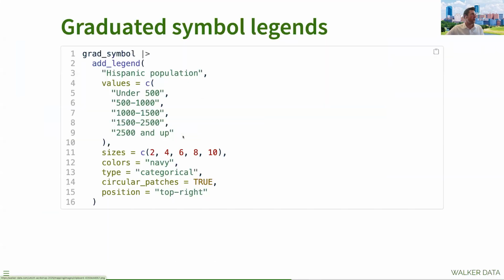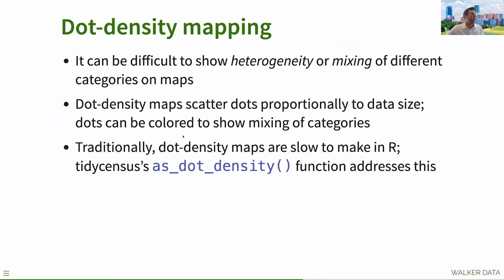I want to show you another map type I quite like, which is called the dot density map. So we've shown choropleth maps, we've shown our graduated symbol maps, but what if we want to actually show heterogeneity? So where different groups live together. That can be quite difficult to do. Typically, thematic maps are good at showing one thing at a time. So dot density maps are a lot of fun.